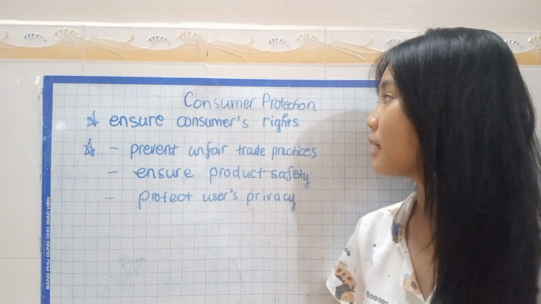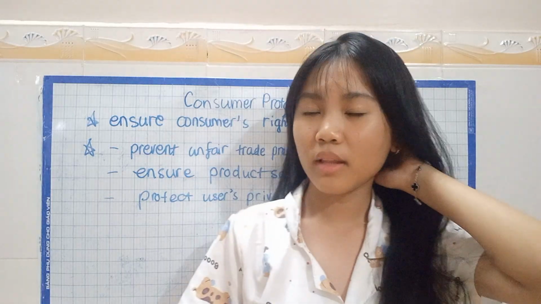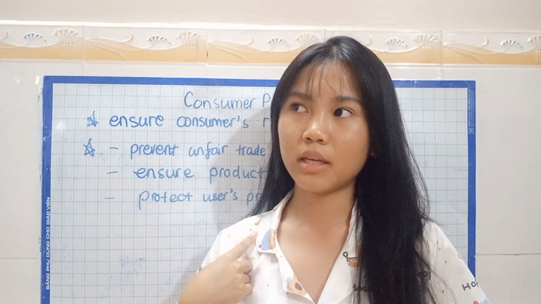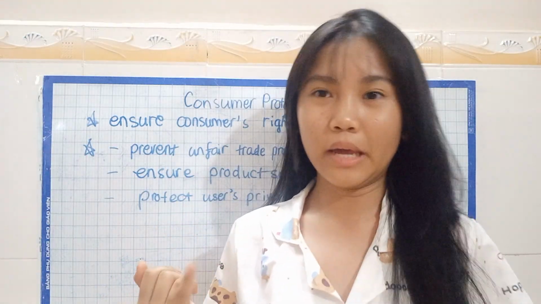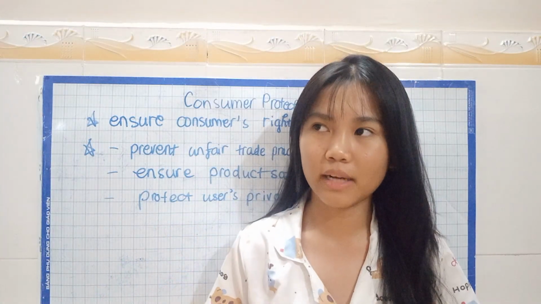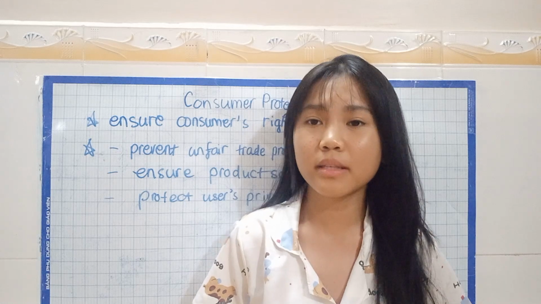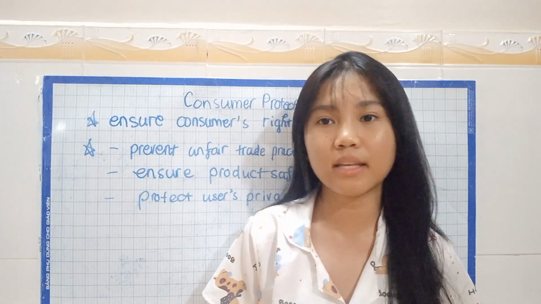Today we're going to be talking about consumer protection. Last time we learned about consumer rights. Consumer rights include 8 basic things, which include the right to withdraw, the right to be informed, the right to be educated, the right to be safe, the right to be in a safe environment, the right to choose, the right to privacy, etc.